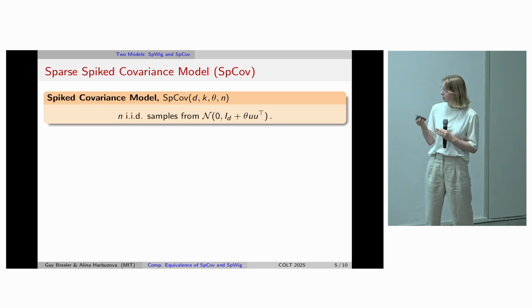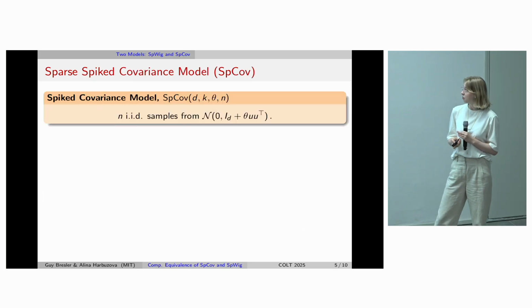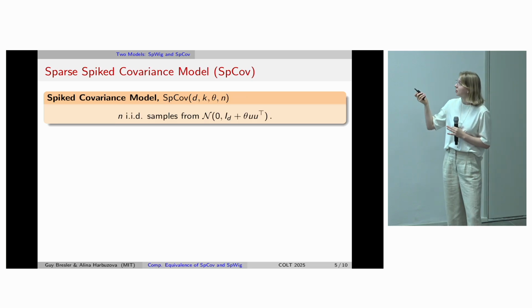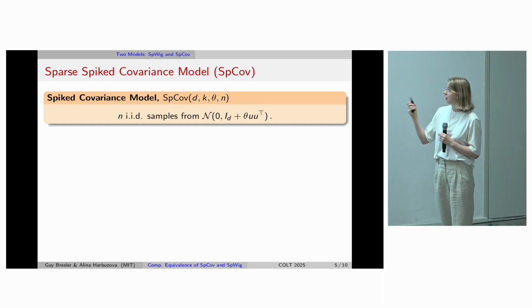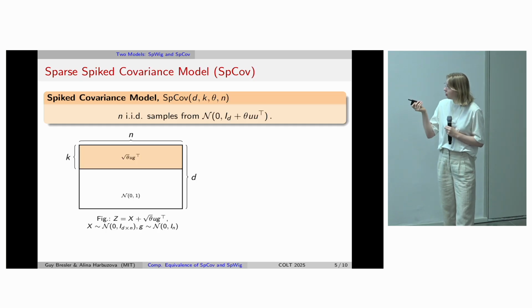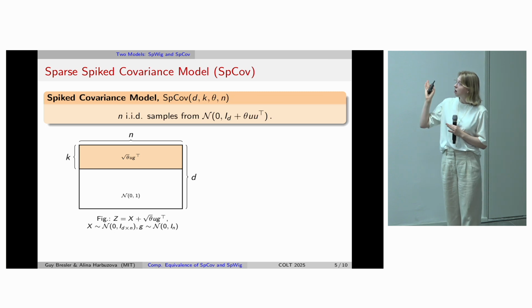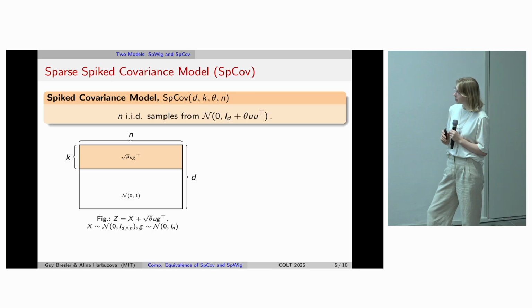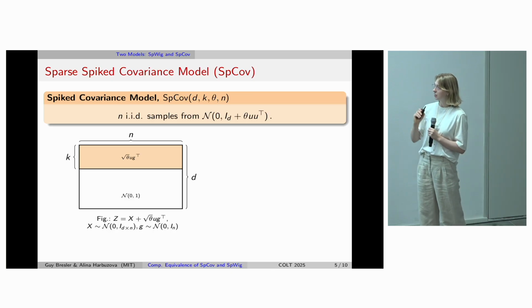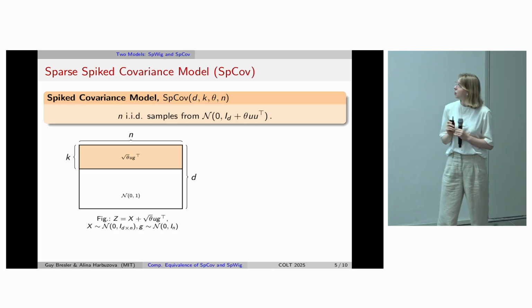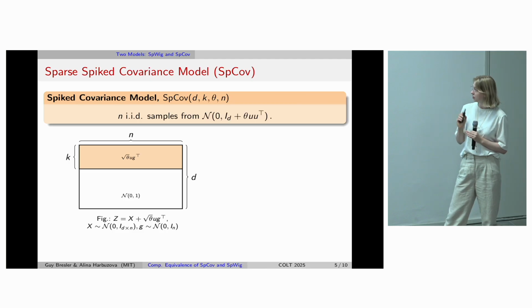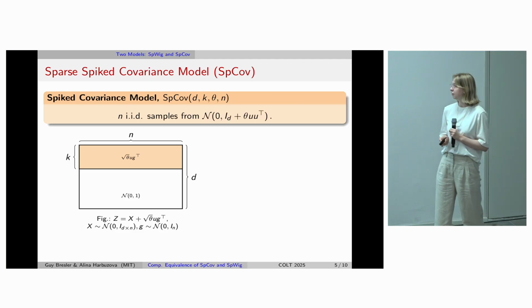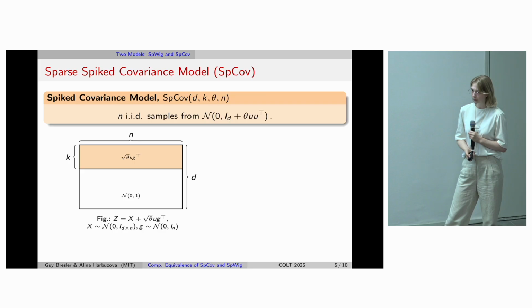The second model is the sparse spike covariance model, where we have the rank 1 signal UU transpose in the covariance of the following Gaussian distribution, from which we draw n IID samples. If we arrange the samples in the columns of the D by N matrix, we have a very convenient representation. The signal is contained in the k rows corresponding to the non-zero entries of the signal vector U, plus additive Gaussian noise independent of the signal.